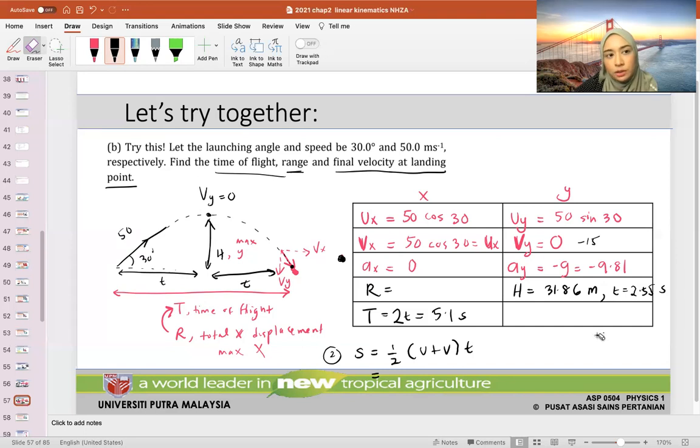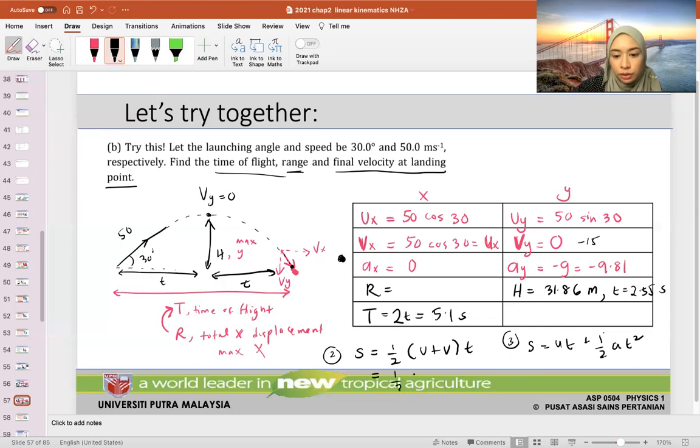S equals to UT plus 1/2 AT squared. Is that the right equation? Betul tak? Malas lah nak baca balik slide tu. Korang pun tak ingat lagi. Cepatlah hafal. Okay, it's S equals to UT plus 1/2 AT squared. Okay, betul. So this is equation number 3. Kita akan try dua-dua tengok dapat ke tak.